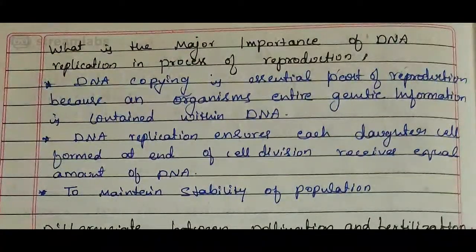What is the major importance of DNA replication in the process of reproduction? DNA copying is a very essential part of reproduction because the organism's entire genetic information is contained within the DNA.